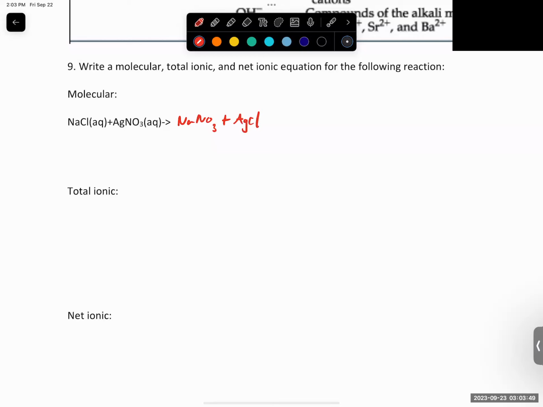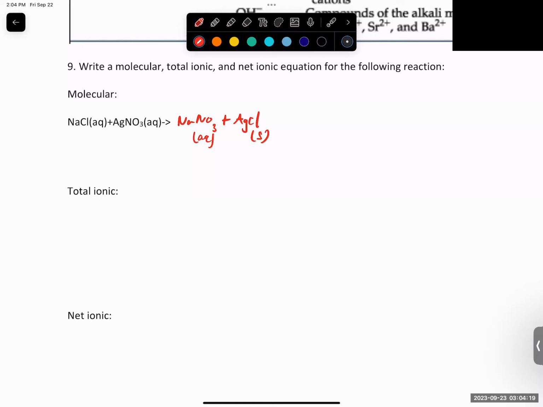If we were to assign our physical states, which one's aqueous, which one's solid? Nitrates, sodium nitrate is soluble. Yep, soluble, and then AgCl is a solid. All right, this is our molecular equation. That's all you gotta do. Write out your balanced chemical equation. Is this reaction balanced? Yeah, everything has a +1 charge, everything has a 1-to-1 ratio.